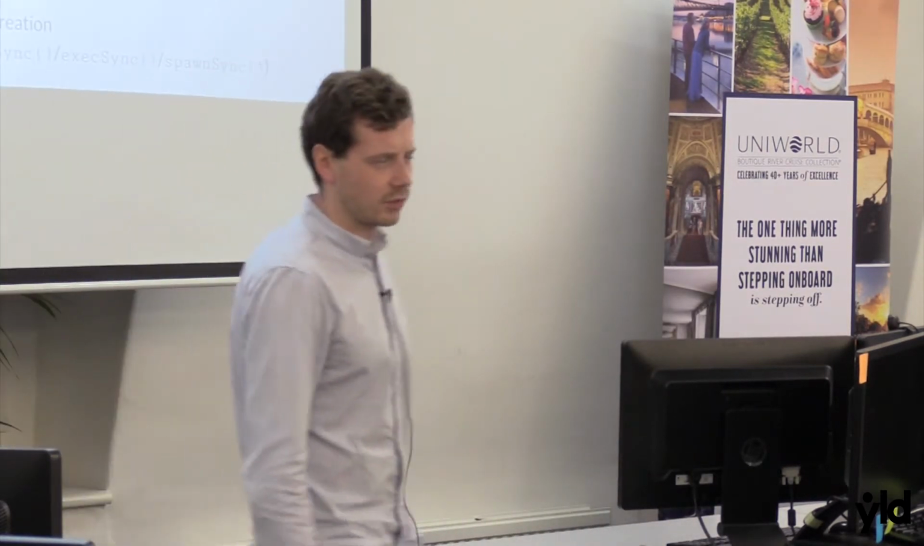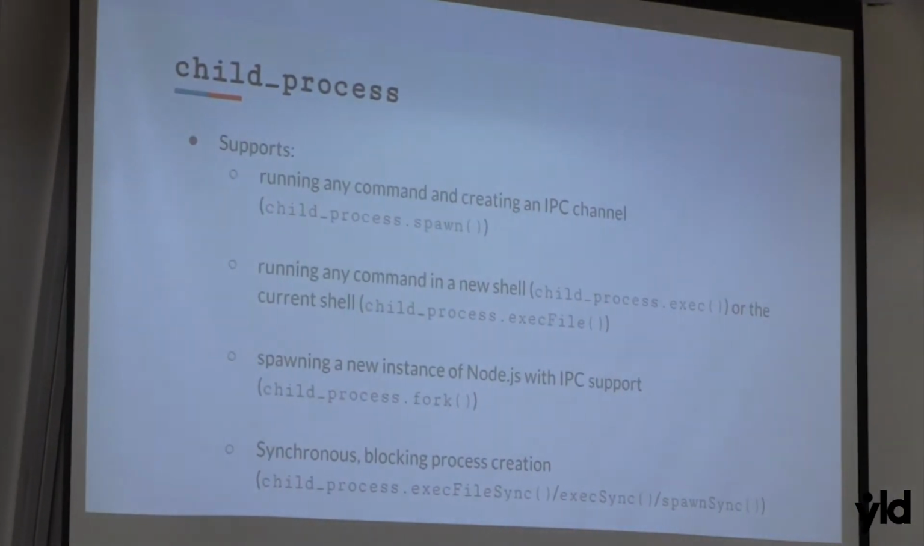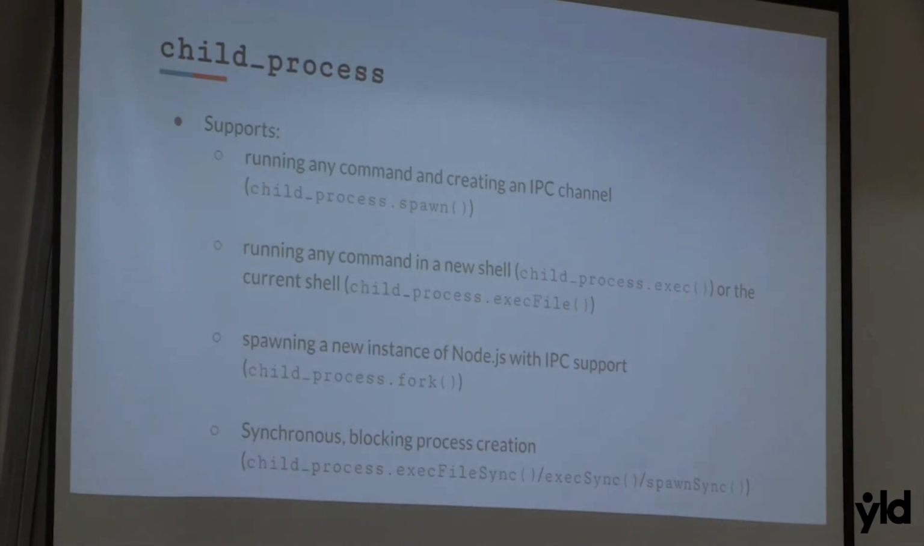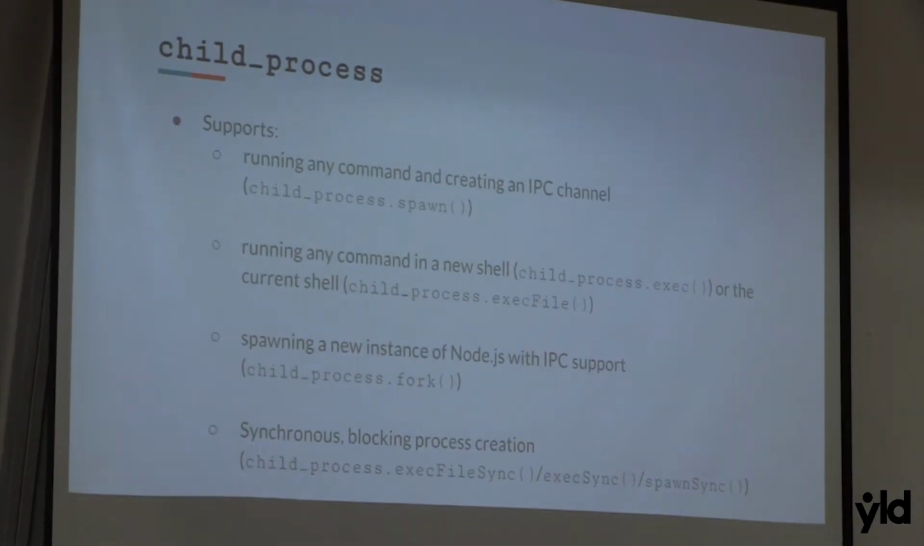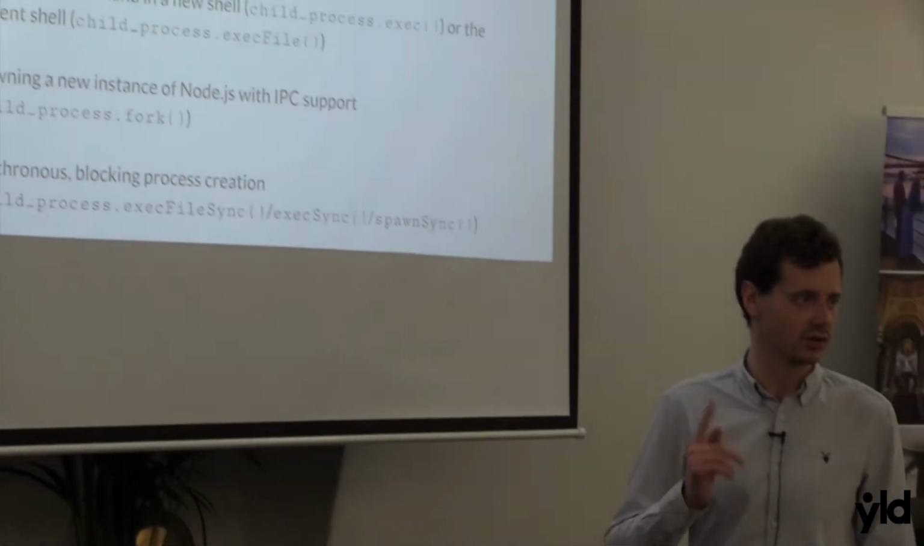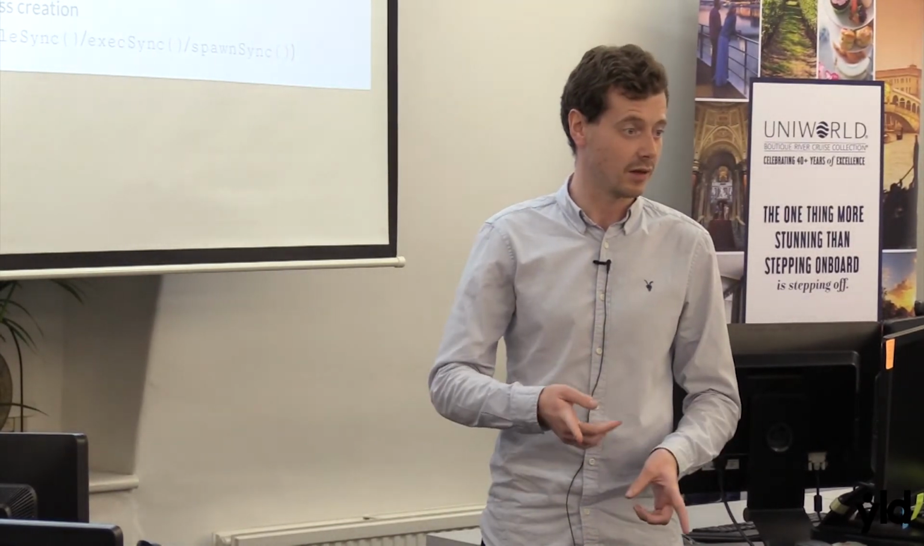So let's take a look at this module. It supports running any command and creating an IPC channel. So for example, you could spawn a long-lived process. You could do something with streams in Linux, for example, and when that process writes to standard out or standard error, the Node.js child process will receive emitted events detailing what's occurred.